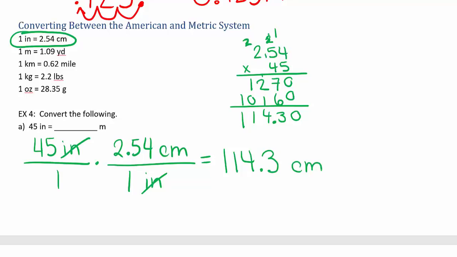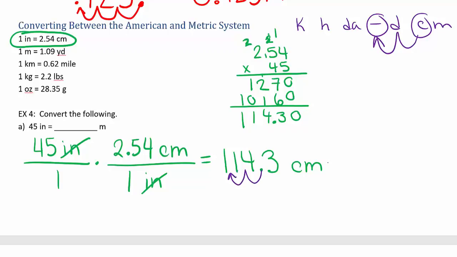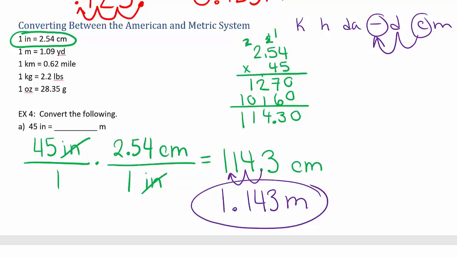Now I want the answer to be in meters, and so I'm going to go back to that list of prefixes. So we are starting at centimeters, we want to get to meters, so we have to move 1, 2 places to the left. So I'm going to move that decimal 2 places to the left, and I get 1.143 meters. So sometimes you might have to use a combination of the methods, depending on what kinds of conversion factors are given to you.